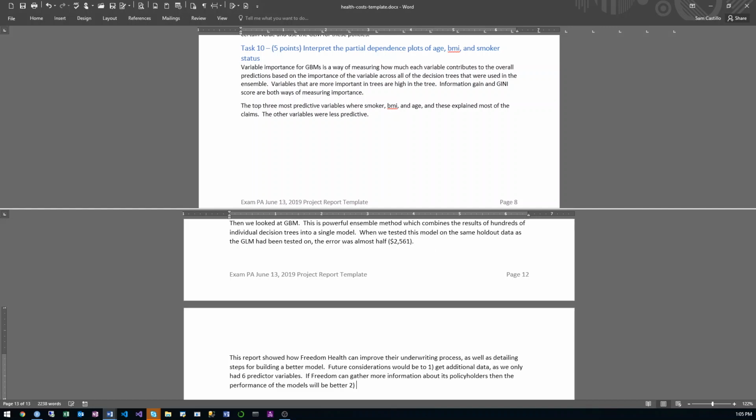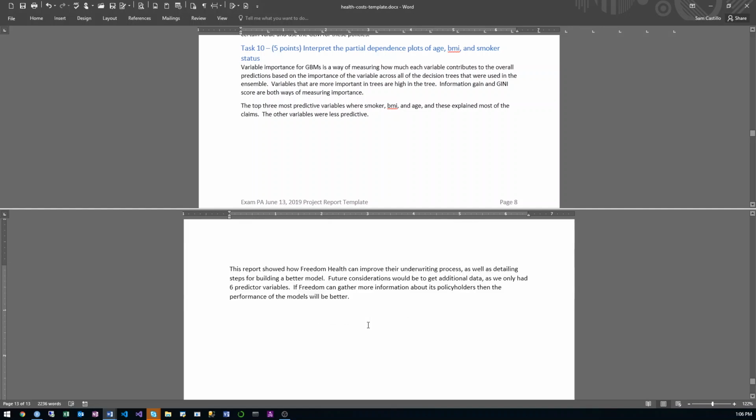Two, we could also consider... I'll just leave it at that. If you think of any other future considerations, it's always a good idea to include them. And that is the solution.